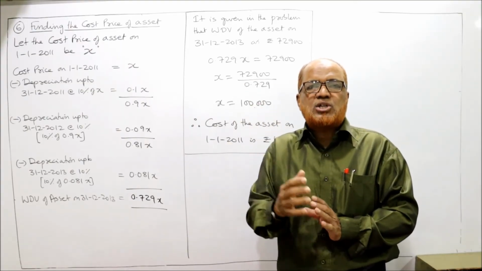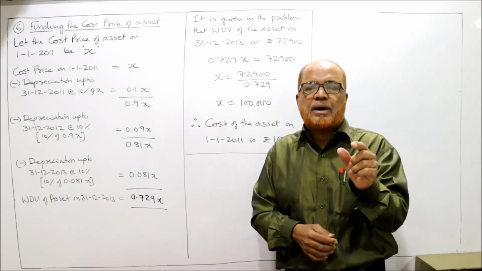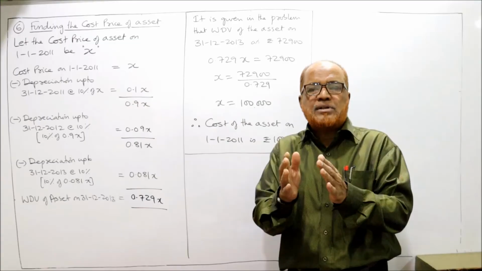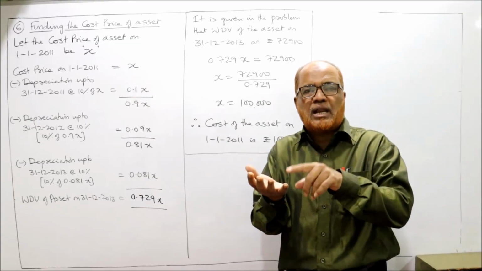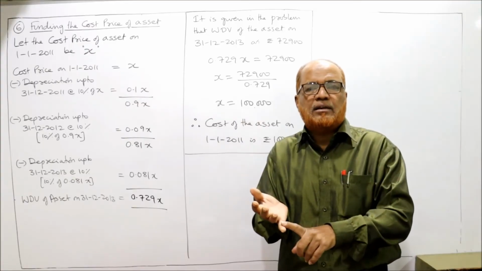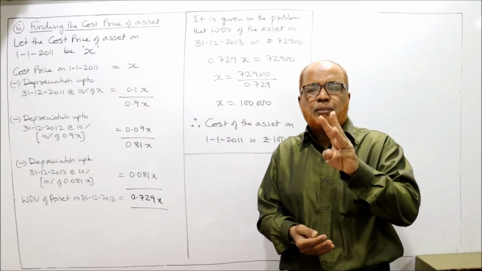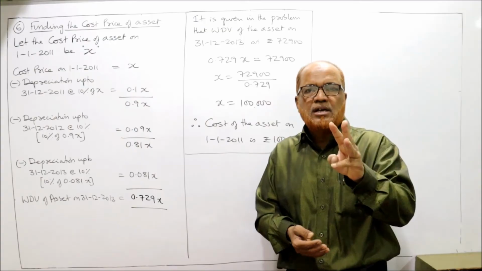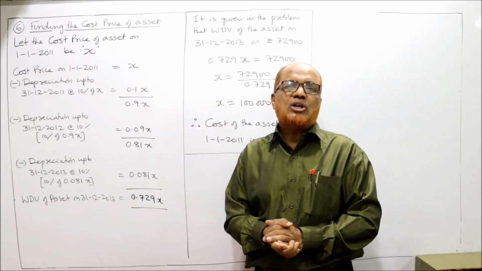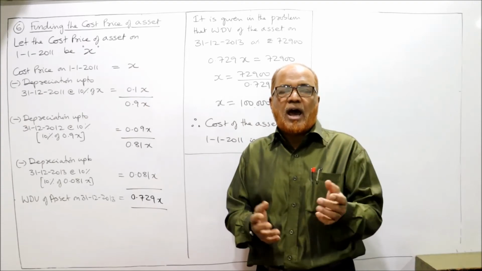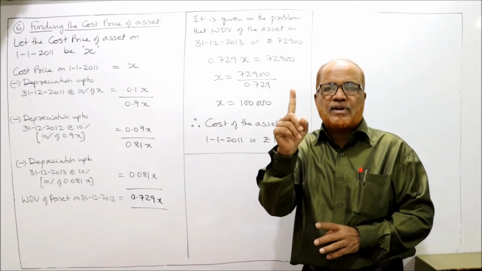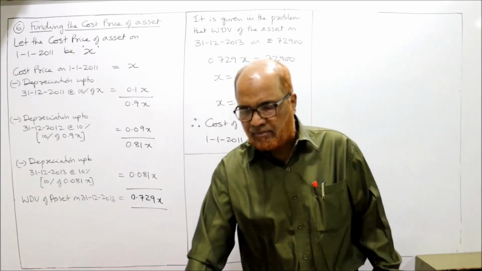Every year depreciation was provided at 10% per annum on the diminishing balance method. So after providing depreciation on 31st December 2011, 2012 and 2013, three years, the written down value of the asset is 72,900, and we have to find out the cost price of the asset on 1st January 2011.